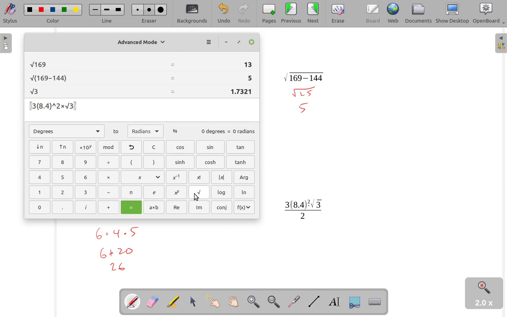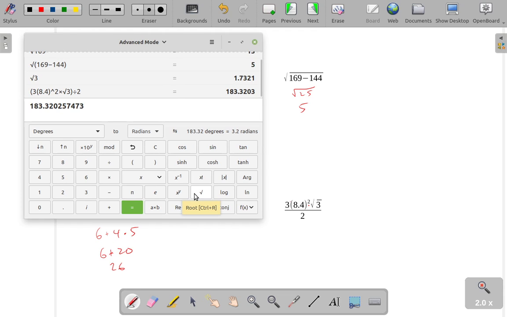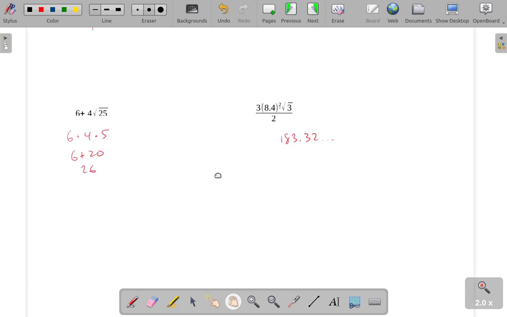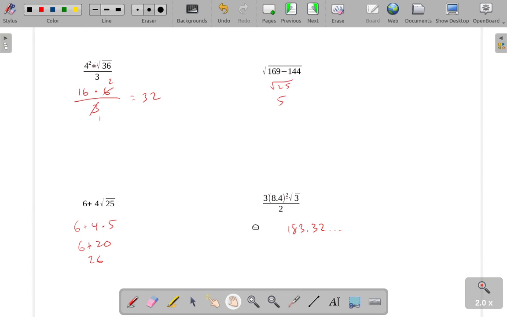You can see this calculator matches them up with the parentheses at the very beginning. Then I'll say divided by 2 to make sure it does that division after everything else. We got 183.32, whatever. There's no indication as to which way we should round on this one, so I'll just leave it like that.